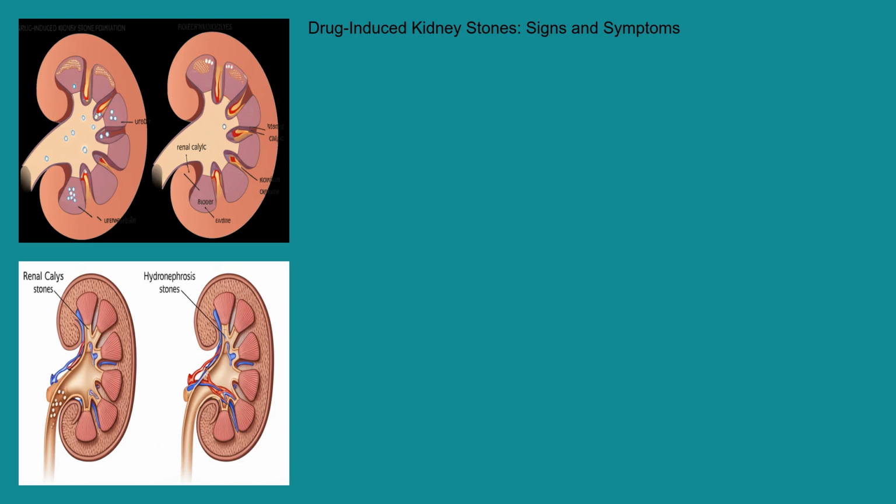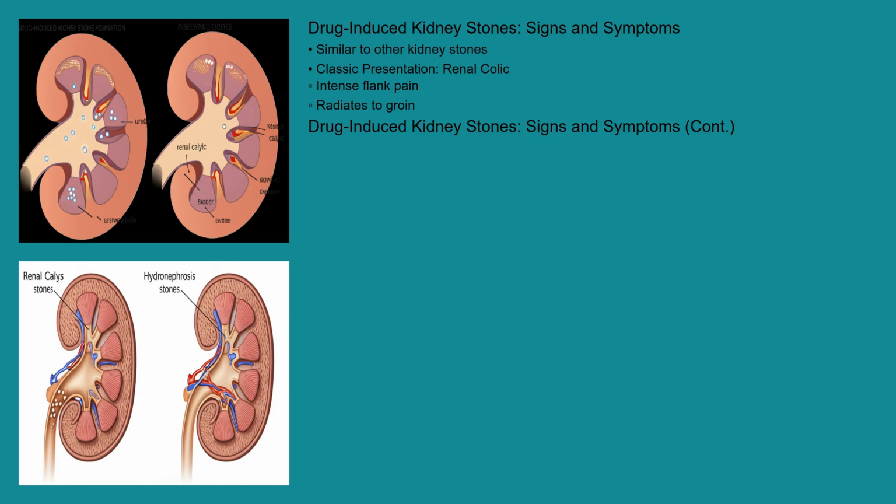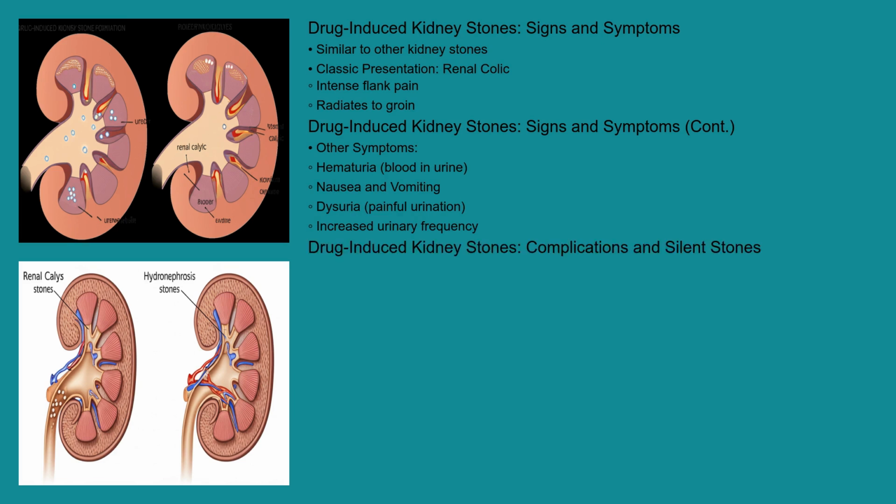The signs and symptoms of drug-induced stones are similar to those of other types of kidney stones. The classic presentation involves intense flank pain, often radiating to the groin. This is known as renal colic. Other symptoms may include hematuria, or blood in the urine, nausea and vomiting, dysuria or painful urination, and increased urinary frequency. If the stone obstructs the urinary tract, it can lead to hydronephrosis, or swelling of the kidney due to urine backup, which can potentially cause kidney damage if left untreated. It is important to note that some patients may have silent stones, meaning that they do not experience any symptoms.